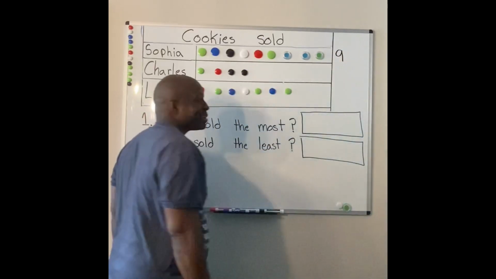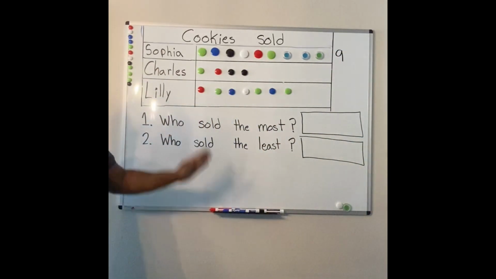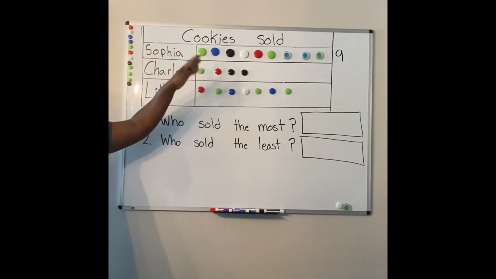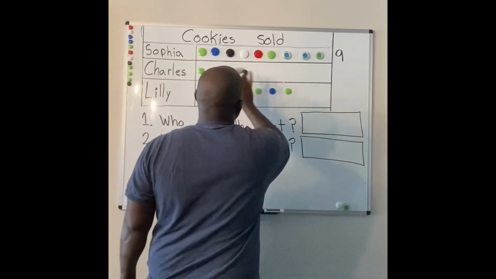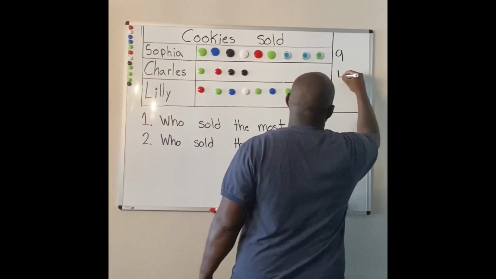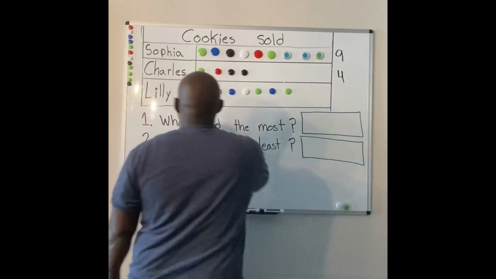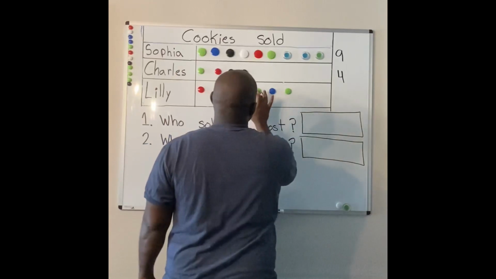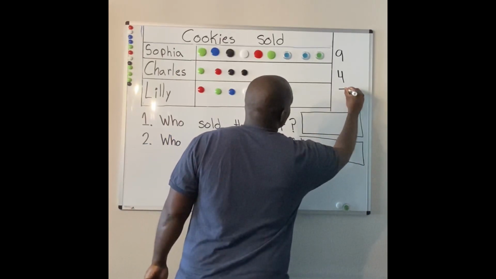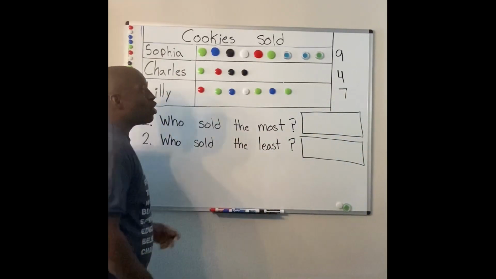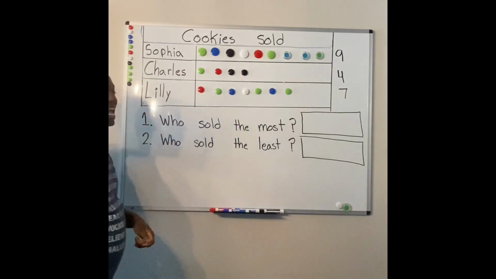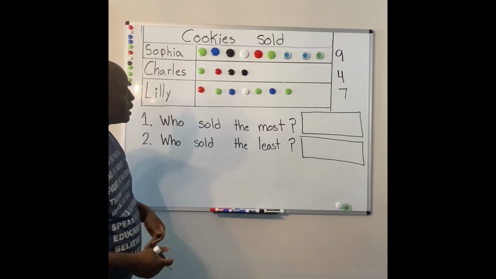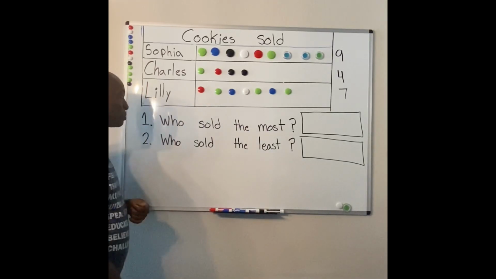Now I'm gonna label that. So I know that Sophia has 9. I don't have to keep thinking about what Sophia has. She has 9. Then I'm gonna go to Charles. 1, 2, 3, 4. Charles has 4. Then I'm gonna come to Lily. 1, 2, 3, 4, 5, 6, 7. Lily has 7. Now that I can see my data clearly, then I can go and answer these baby problems.